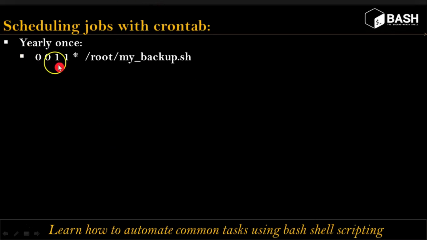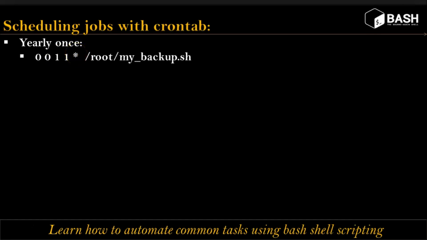Suppose if you go with this syntax, what is the meaning: 0th minute, 0th hour means midnight, exactly midnight. 1 means date, the first date. 1 means January. So in January, here star means it may be any day, because we don't know whether the first date is exactly Monday, Tuesday, Wednesday, Thursday, right? That's why we are giving the last field as star. So in most cases you are going to take these as stars.